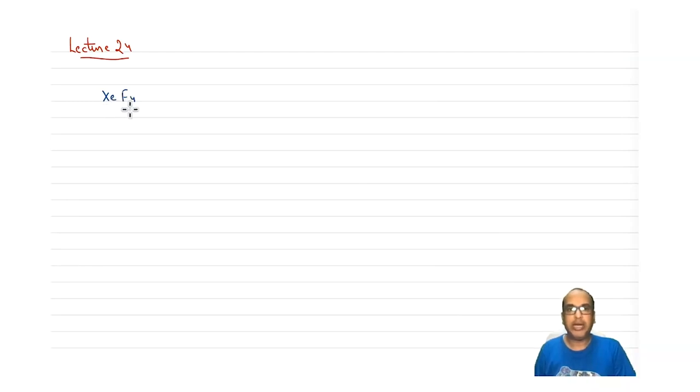So I'm not telling you as of now what is the point group, what are the symmetry elements or symmetry operations present. So let us do it from scratch. Okay, so the structure of the molecule is square planar. So if I try to write down, it looks like this.